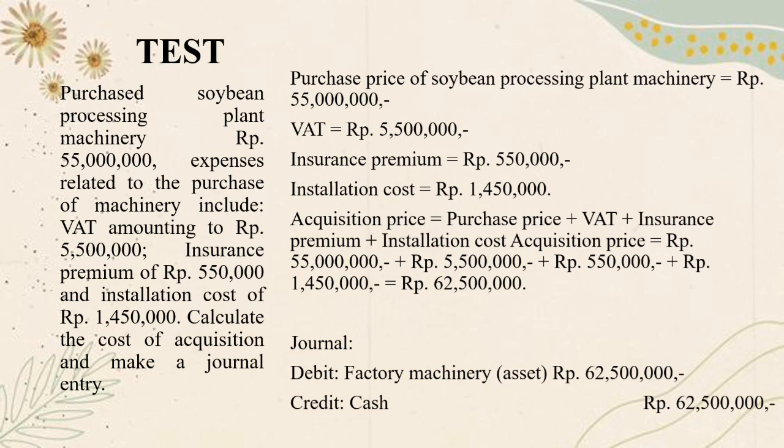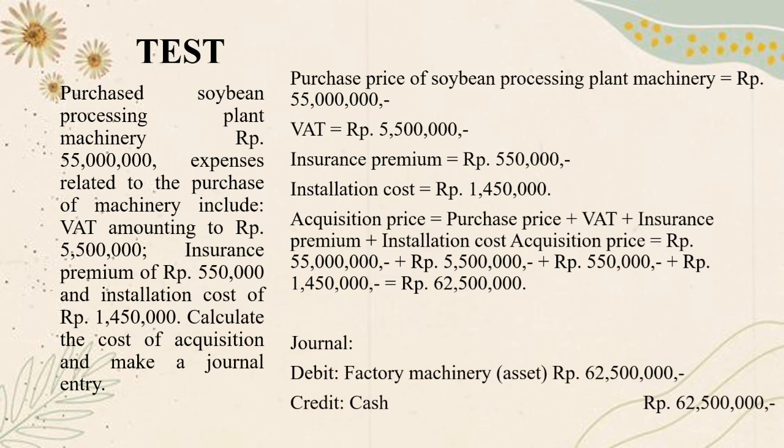The answer is that we know the purchase price of the soybean processing plant machinery is 55 million, and the VAT, or value added tax, is 5,500,000 rupees, the insurance premium is 550,000, and the installation cost is 1,450,000 rupees. The formula of the acquisition price is purchase price plus VAT plus insurance premium plus installation cost.